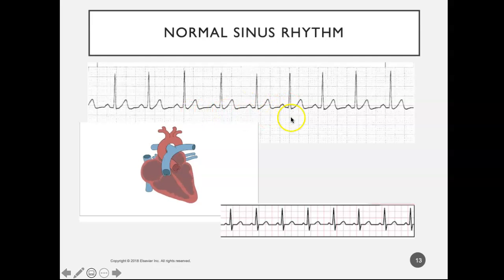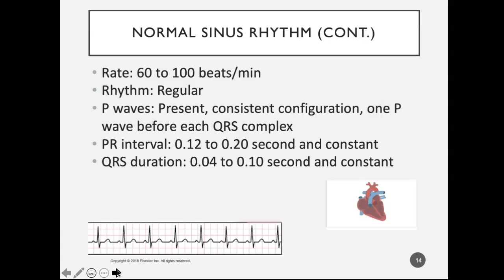This is what it's going to look like on your rhythm strip. Again, the rate's going to be 60 to 100. The rhythm should be regular, fairly consistent, fairly spaced out. The P waves are present. They're going to be upright, and there should be one P wave in front of every QRS.